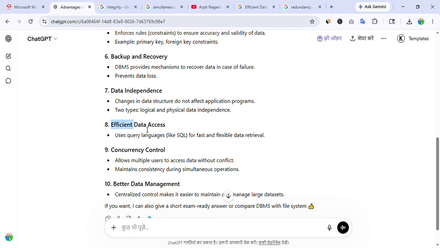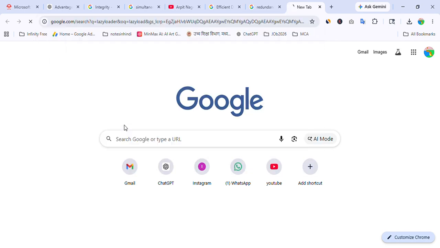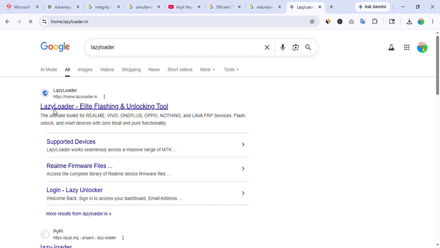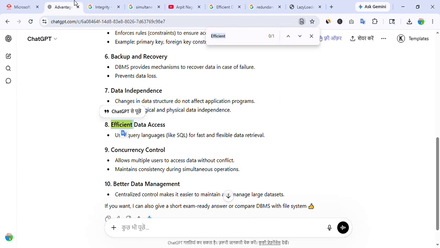The eighth one is efficient data access. Efficient means the data retrieval rate, the data fetch rate. Fetch means when you open any website, it takes a bit of a second. So this fetch rate is a little bit longer, we can say. But in SQL, efficient data access is possible. It means it's very fast.